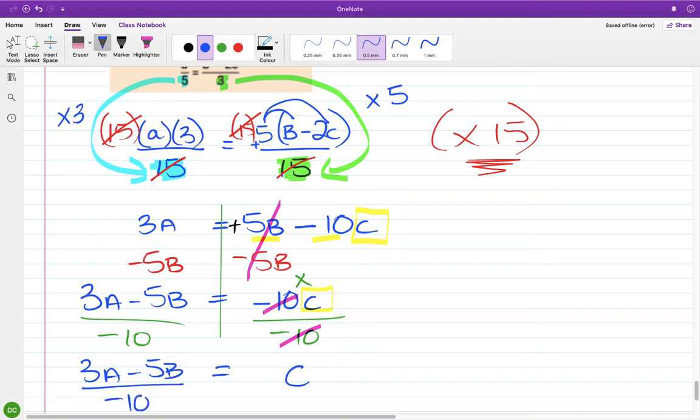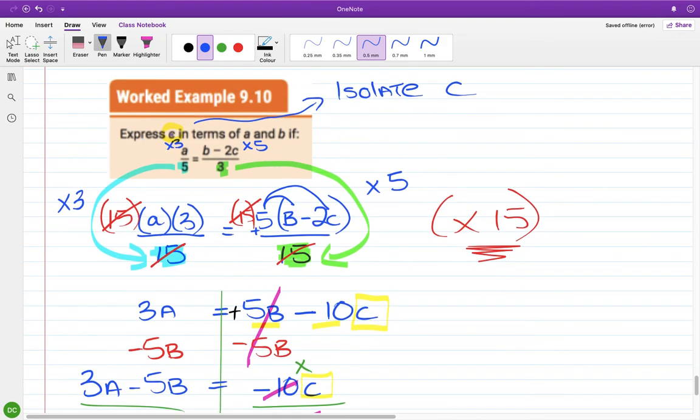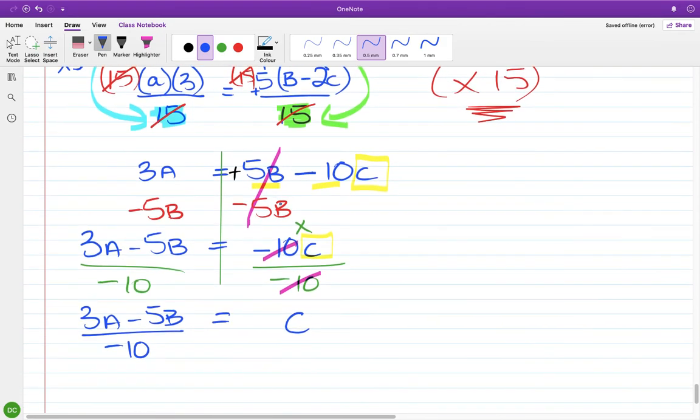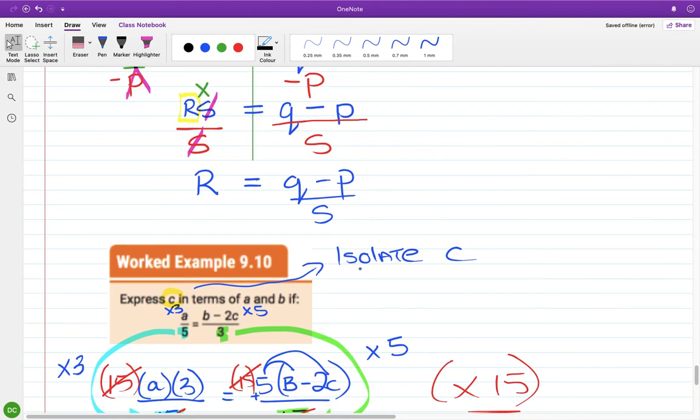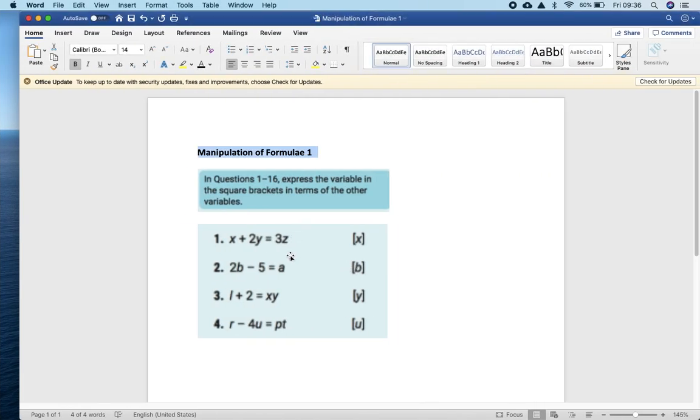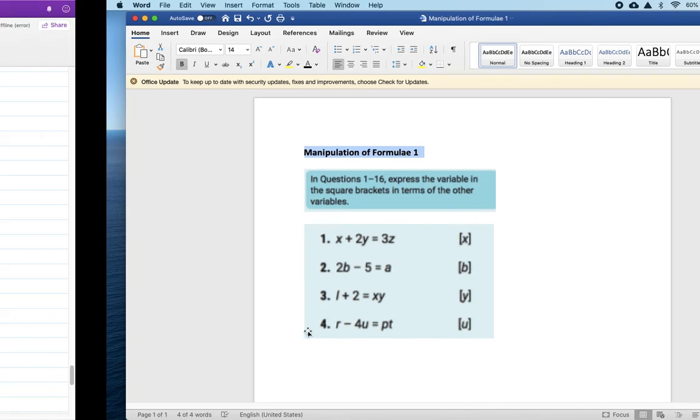So now there's that manipulated or rearranged to express c in terms of a and b, or translated to isolate c. Okay, so look, I know how hard these are. Take down the notes. I've given you 4 here for homework. It says express the variable in the square brackets. So the thing that's out here in the square bracket, that's what you need to isolate. So there's 4 there to practice.